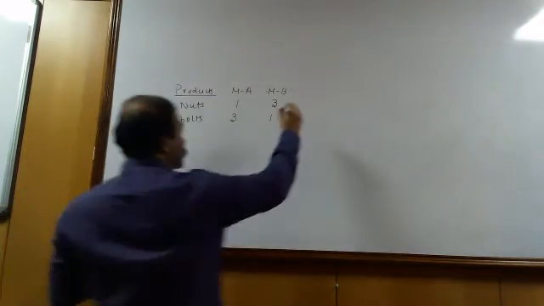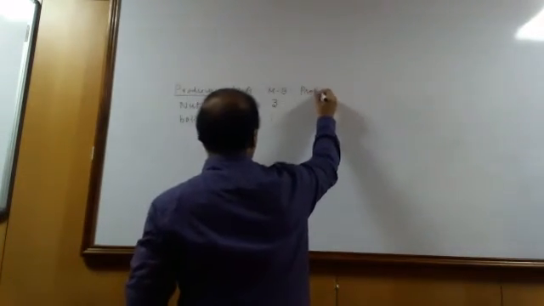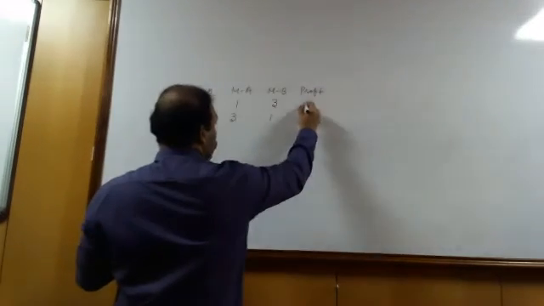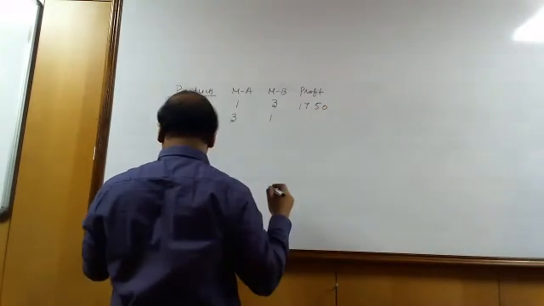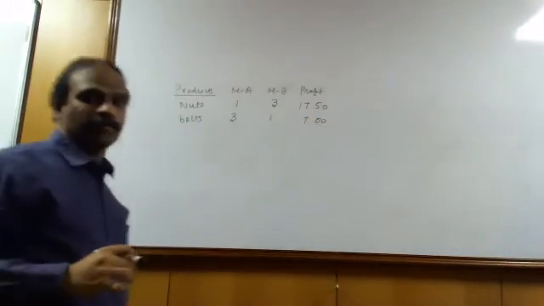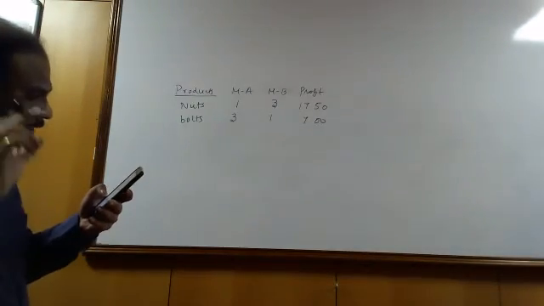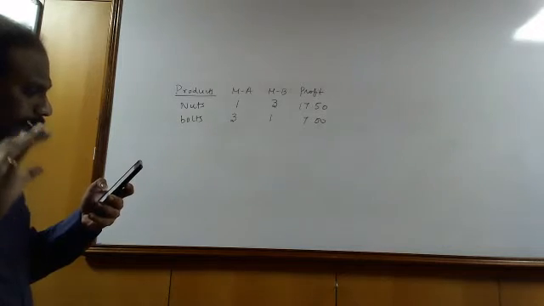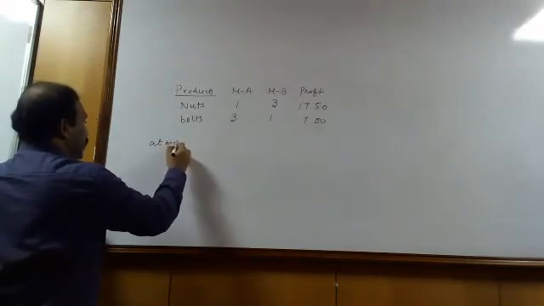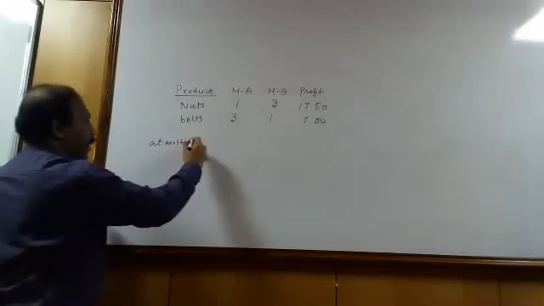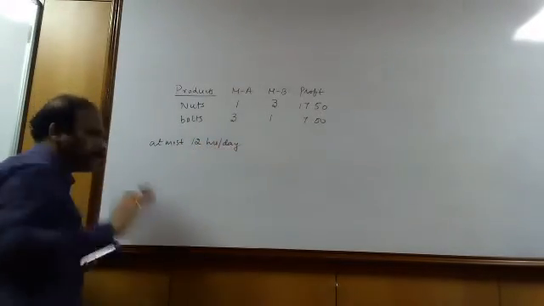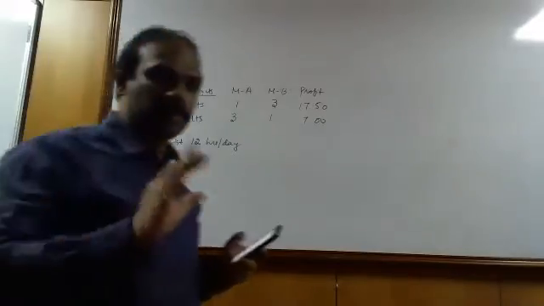Also, the profit values are given. For nuts he is getting a profit of 17 rupees 50 paise and for bolts he is getting 7 rupees. Finally, it is given that he can operate the machines for at most 12 hours. These words are very, very important: at most 12 hours a day. This is the total capacity of the machines he has.